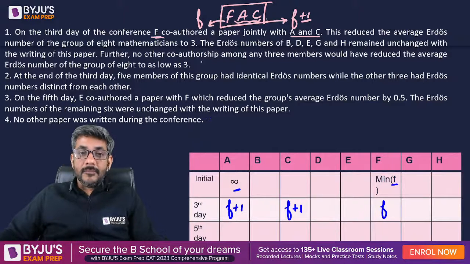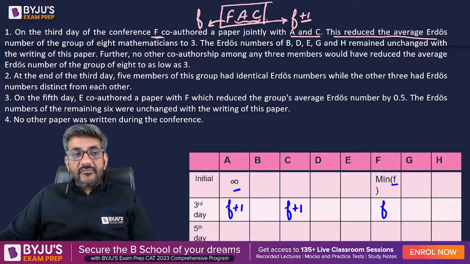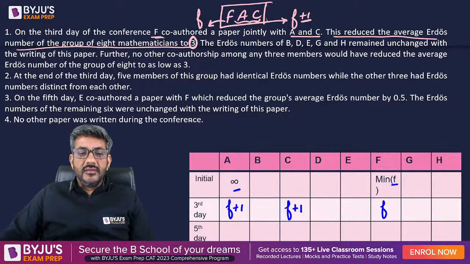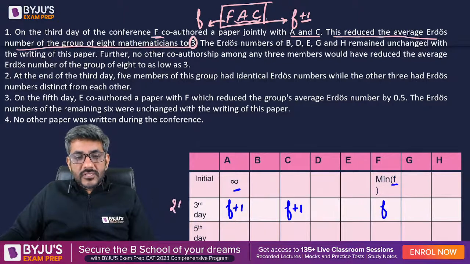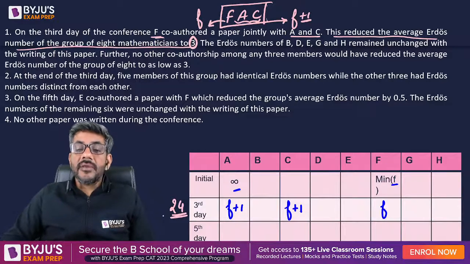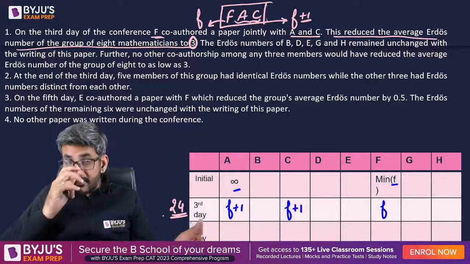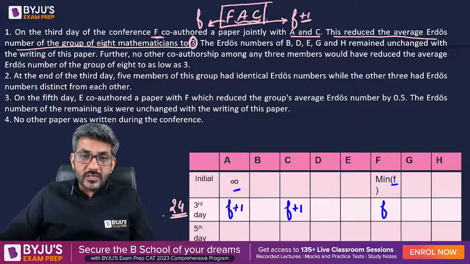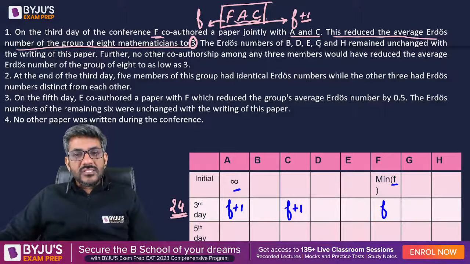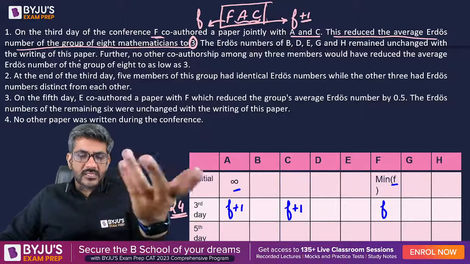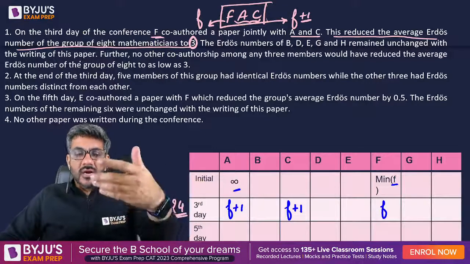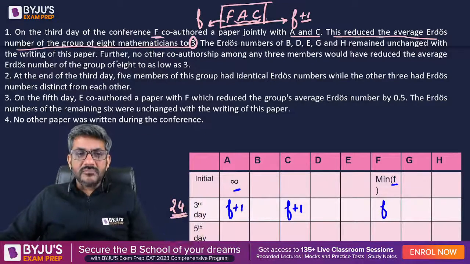Also, he says that this reduced the average ERDOS number of the group of 8 mathematicians to 3. That means, according to this, the total of their ERDOS numbers became 24. An average of 3 for 8 people. That means the total is equal to 24. The ERDOS number of B, D, E, G, H remained unchanged with the writing of this paper. Okay, nothing else happened. So other people, they will have the same ERDOS number.